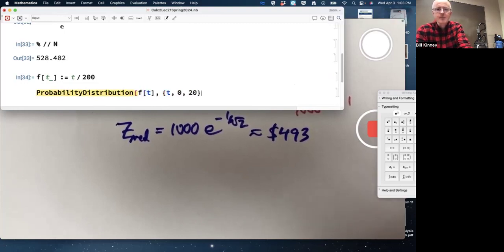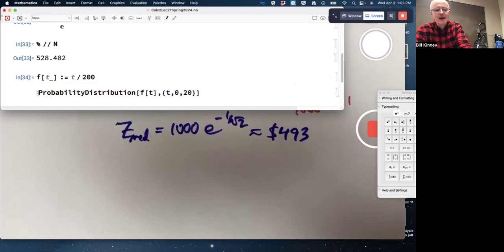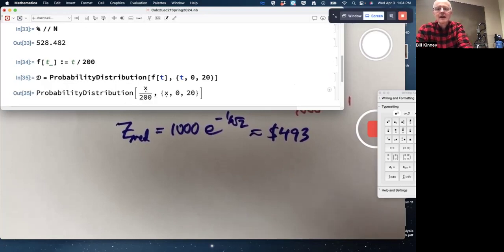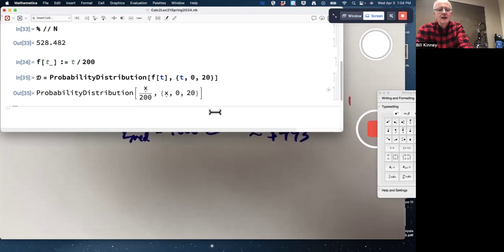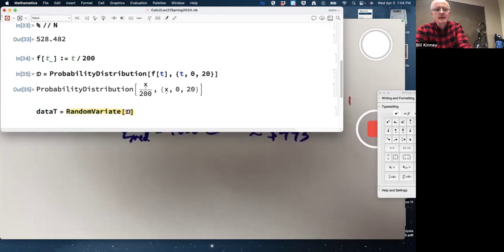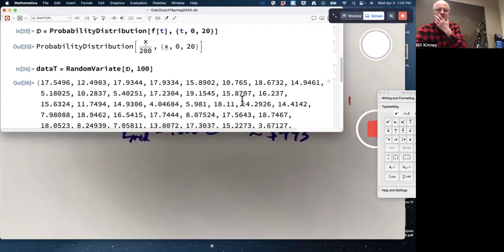These are the lifetimes. I'm going to give this thing a name. Mathematica, the help menu, tends to call it script D. I made that cursive looking D by doing escape, SC, capital D, escape. Not that you have to do that. Enter that. Seemingly nothing happened, but now I can get some data values for lifetimes by doing RandomVariate, script D, say 100 data values. There we have it. These are 100 simulated lifetimes.